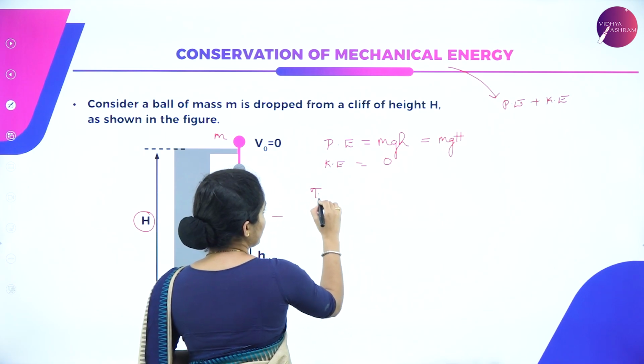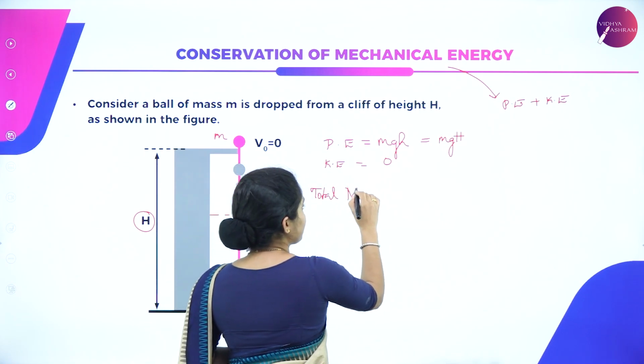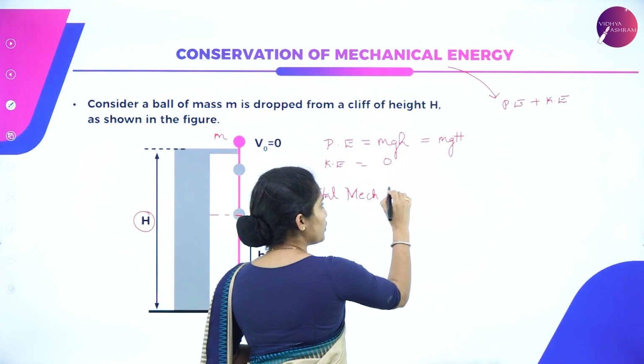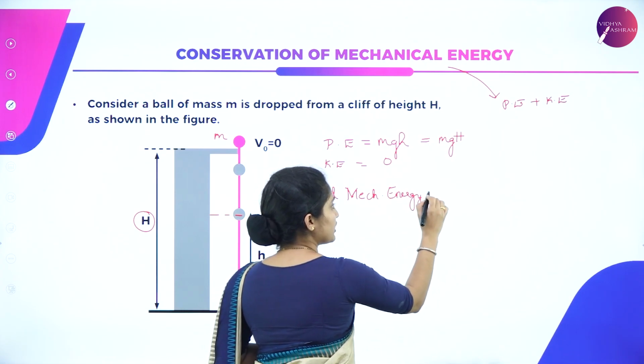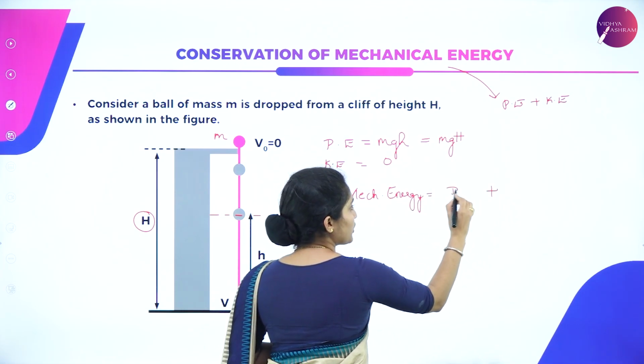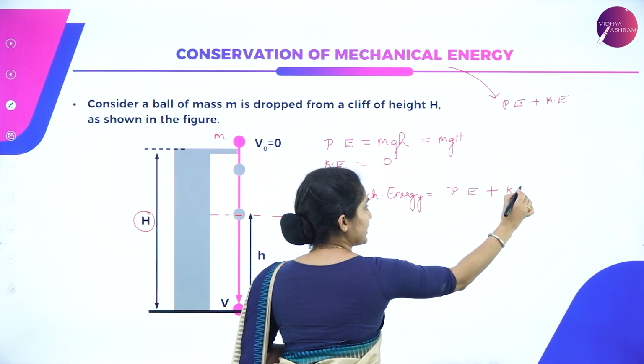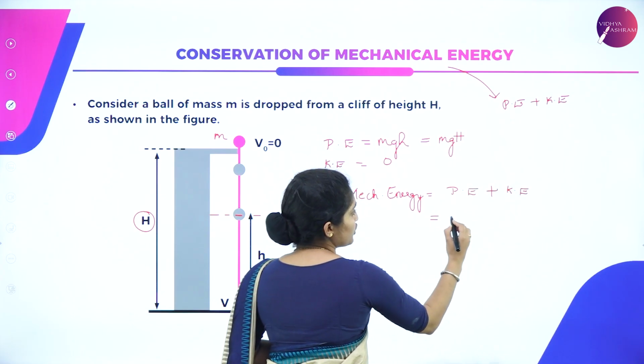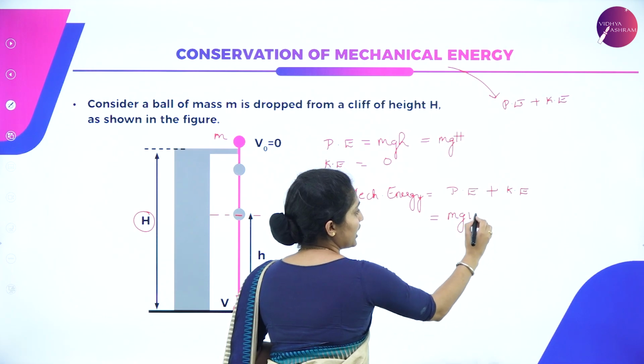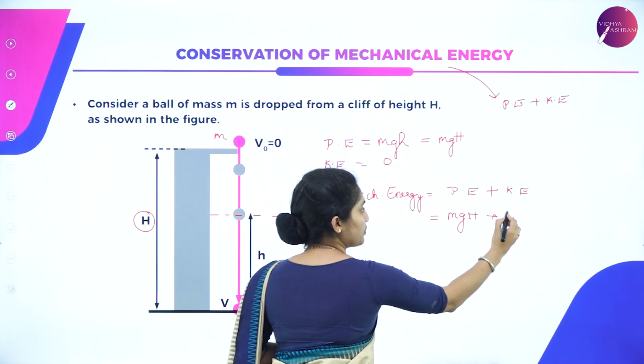So what is the total mechanical energy? As you know, total mechanical energy is nothing but the sum of potential energy and kinetic energy, as given here. Your potential energy is mgh, and your kinetic energy is said to be 0.